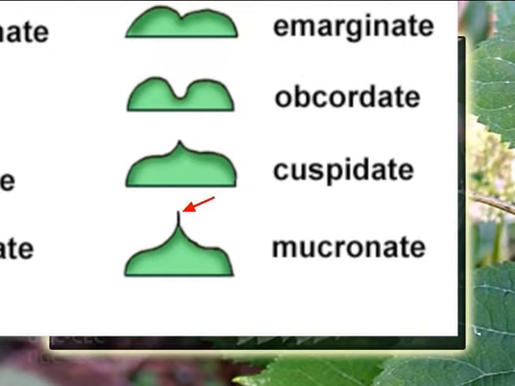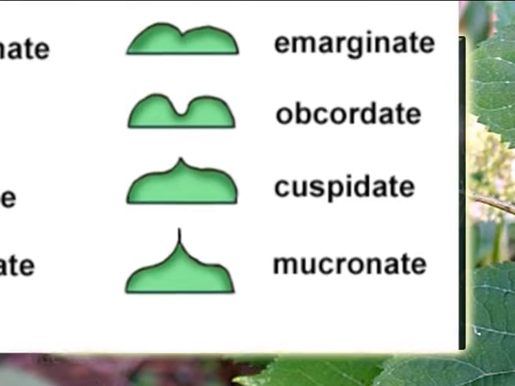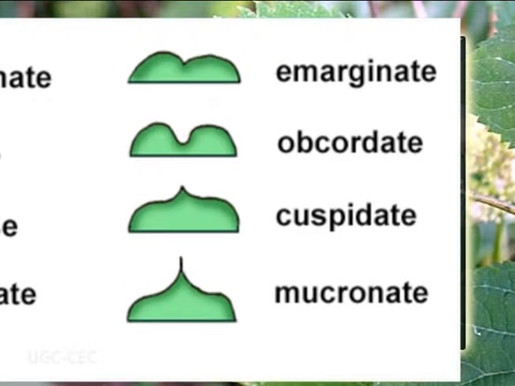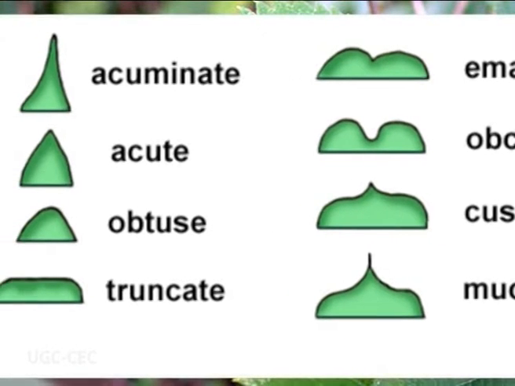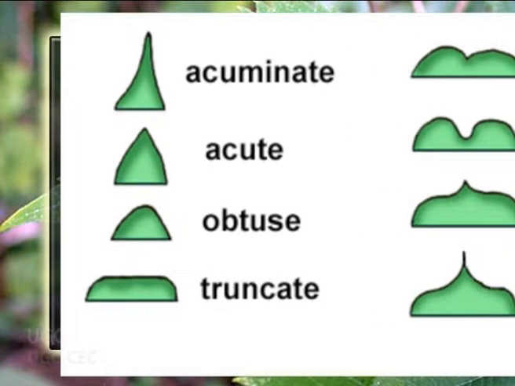Then mucronate. A rounded apex terminated abruptly in a short point on midvein. For example, leaflets of Cassia obtusifolia or Crotalaria mucronata. Obcordate. Inversely heart-shaped, deeply notched at the top. For example, leaflets of Oxalis corniculata. Then obtuse, rounded leaf margin. For example, banyan.